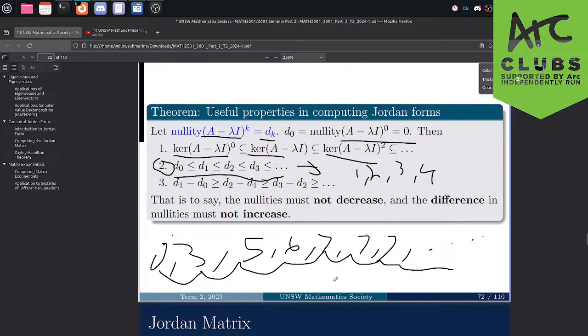So one consequence of this is that if you have a sequence of increasing values and then it suddenly goes straight, this means it can never change again. Sorry, I shouldn't say Jordan block dimensions. These d_k's can never increase again. So if your d_k's increase and then stay the same, they can never increase again. They'll always be static at that point.